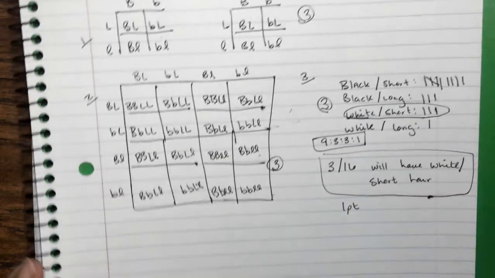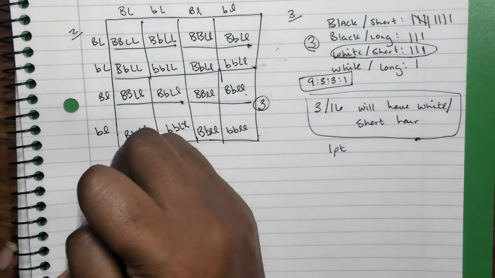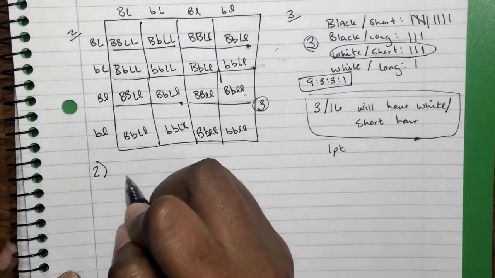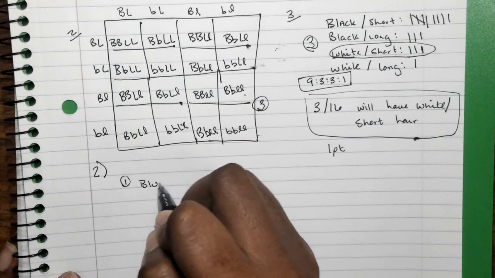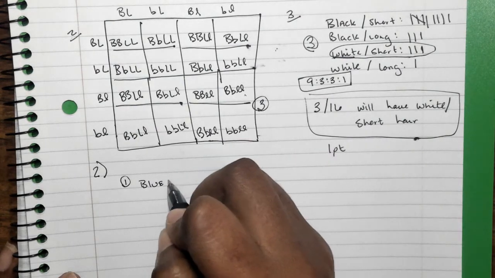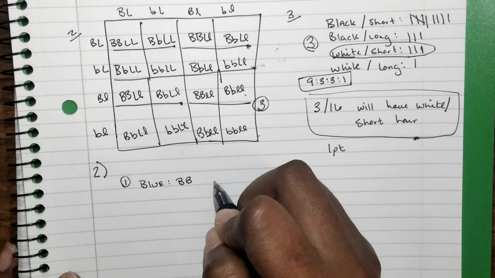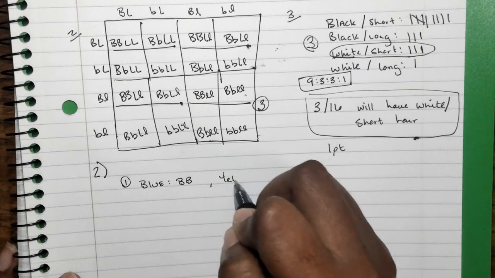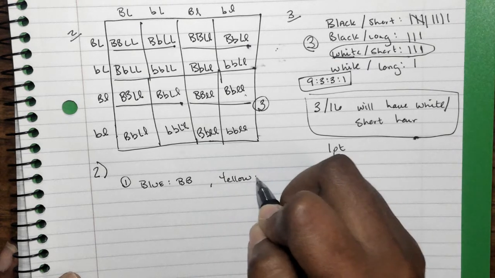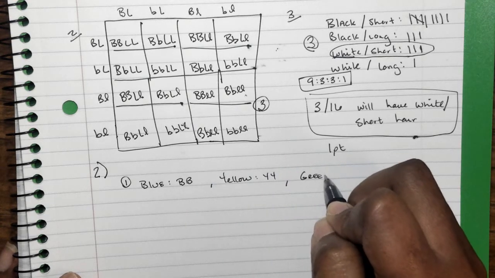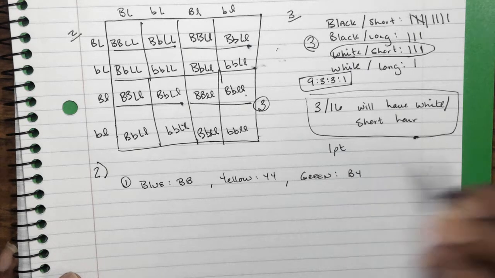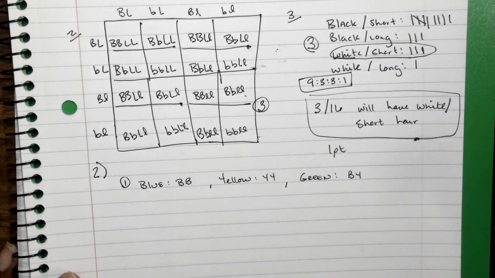All right, so let me do the first one. So blue, and then yellow, and then green. Okay, so that's the first answer. Give yourself 5 points if you got that.